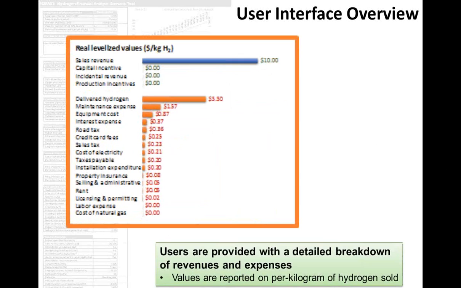So finally, this is just a quick visual and some of the key numbers for a cost breakdown. So the blue bars at the top of this section show the revenue breakdown, so this could include incentives or just sales. And then the orange bars show the breakdown of the cost, built up of the cost for the station that you're evaluating. So that's a quick run through of the user interface for the Excel version.